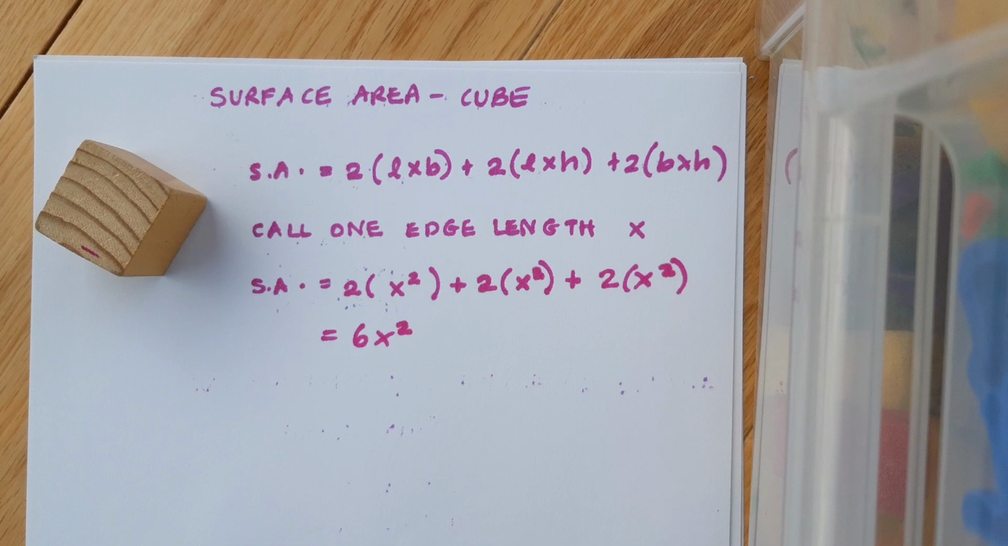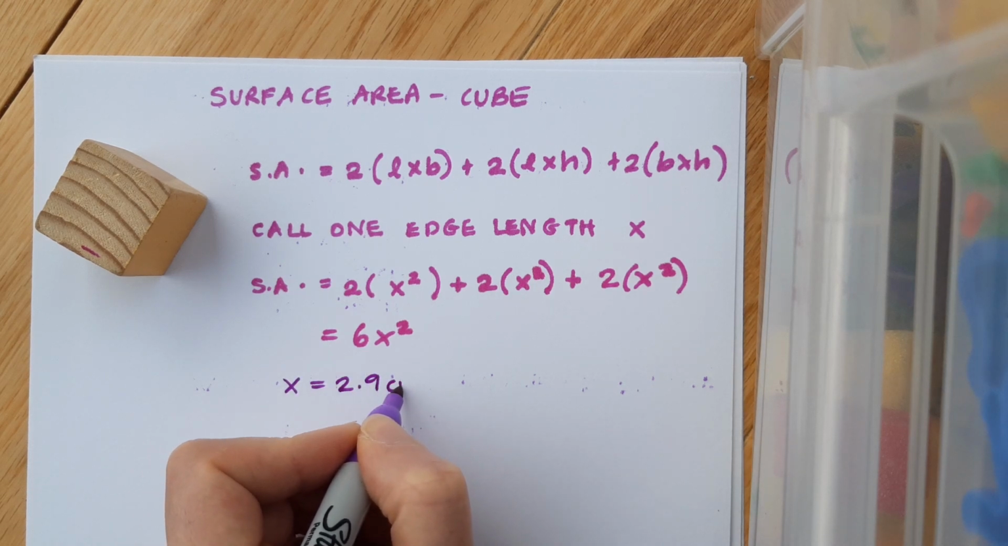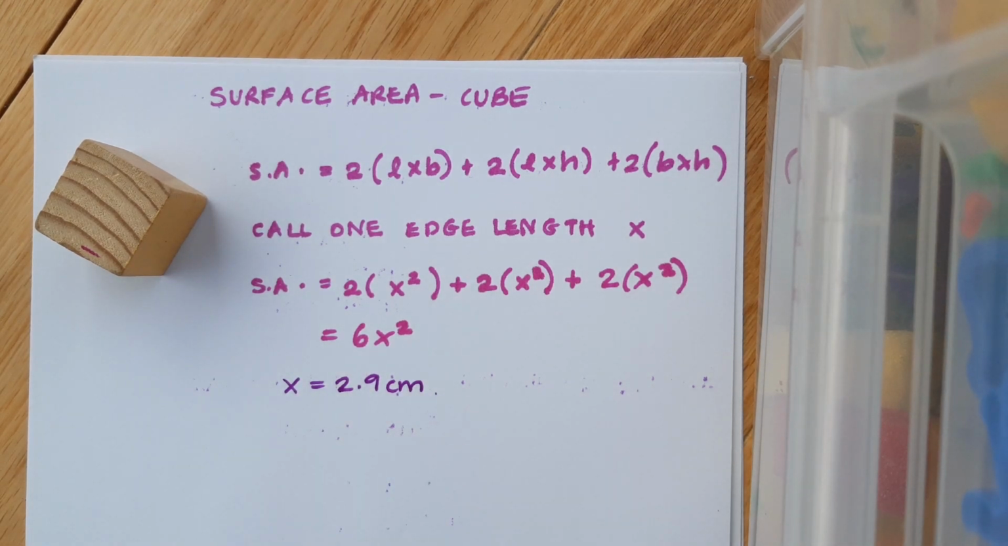Now, this particular cube, if I just look back, had a side length of 2.9 centimeters. So pause the video for a second and see, can you calculate the surface area of this cube? And then unpause and see if you get the same answer as me.